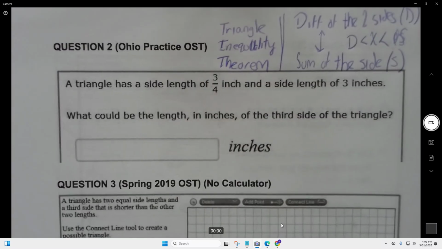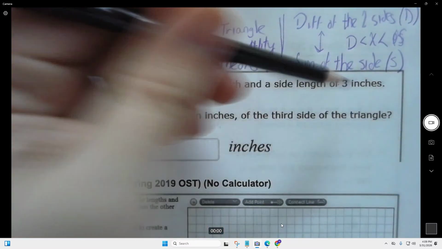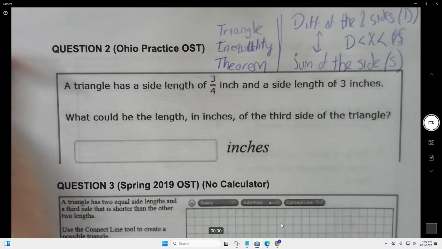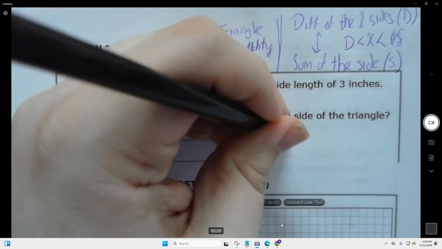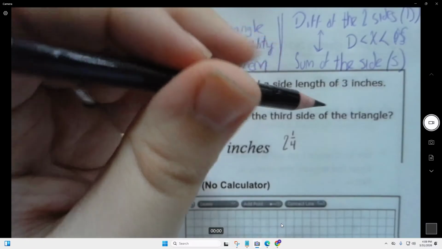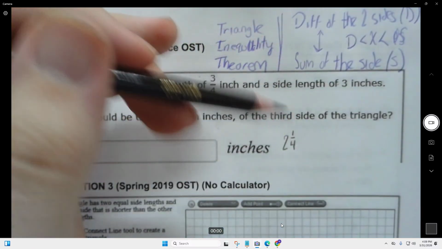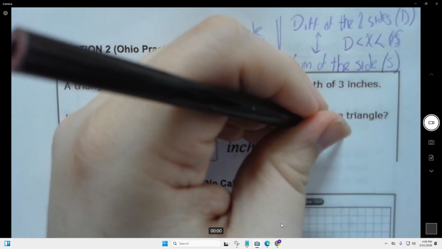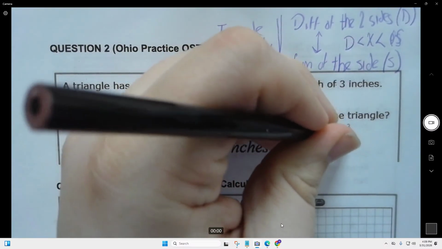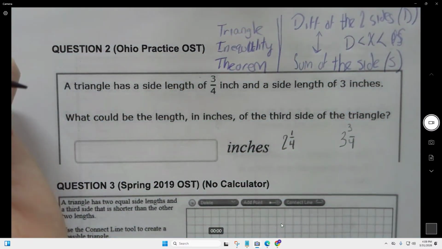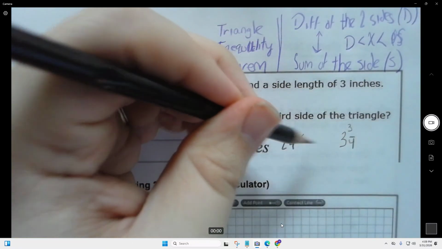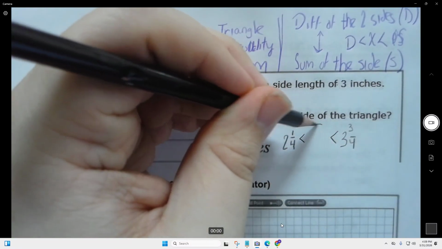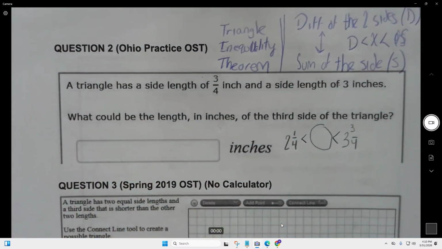So realistically, you would take 3 and subtract 3/4 of an inch. That gives you 2 1/4. And you notice I'm kind of hand waving over this because there's a very simple trick to this. The sum is 3 3/4. So your answer can be anywhere between 2 1/4 and 3 3/4.